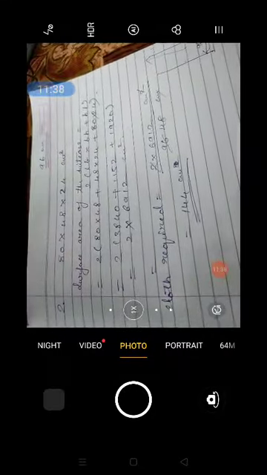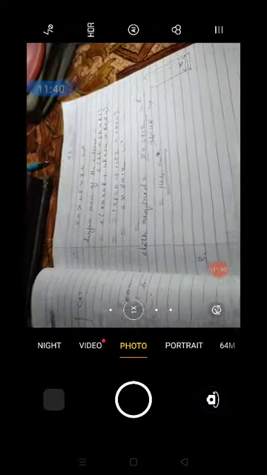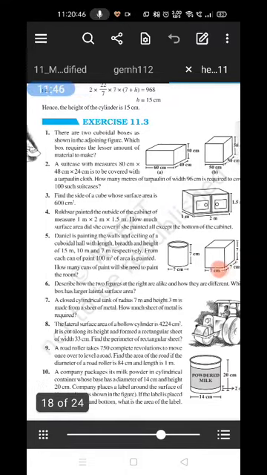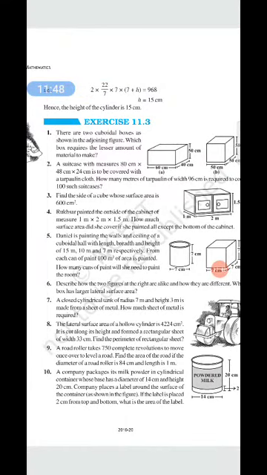Okay, question number 3. Have a look. We'll be having a look at question number 3. Find the side of a cube whose surface area is 600 centimeter square. You need to find the side of a cube.